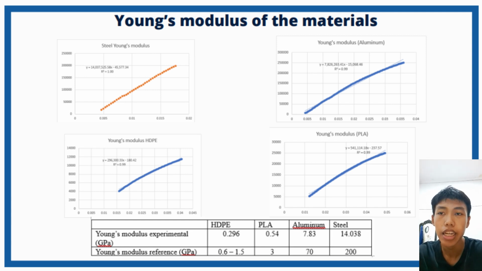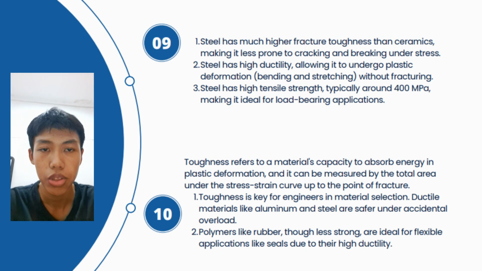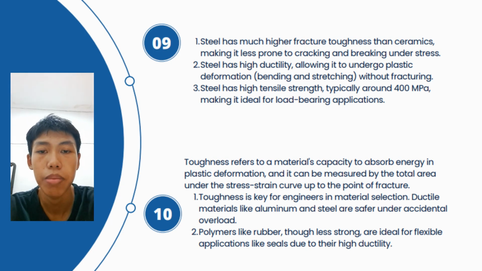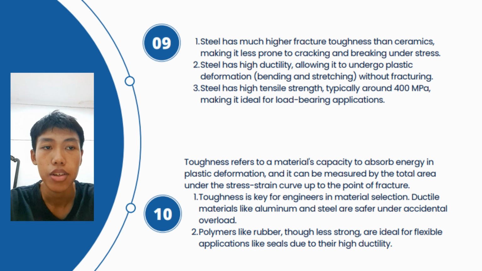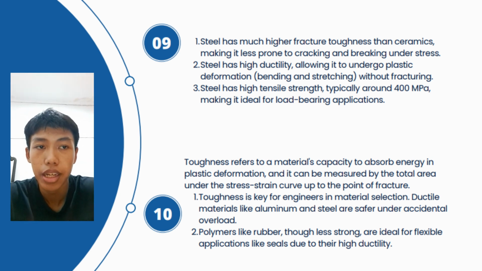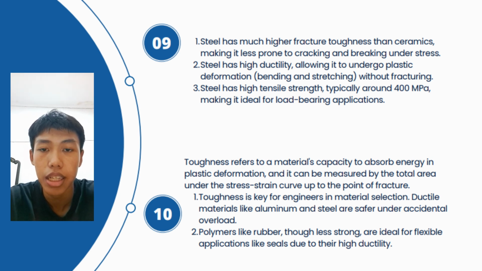So this can happen due to several factors such as inaccurate sample geometry, material purity, and the differences in material grades. So to answer the ninth question of the module, why is steel used more in construction rather than ceramic? First of all, steel has much higher fracture toughness than ceramics, making it less prone to cracking. Also, steel has high ductility, unlike ceramic, which is brittle. The third reason is steel has high tensile strength, typically around 400 MPa, making it ideal for load-bearing applications.